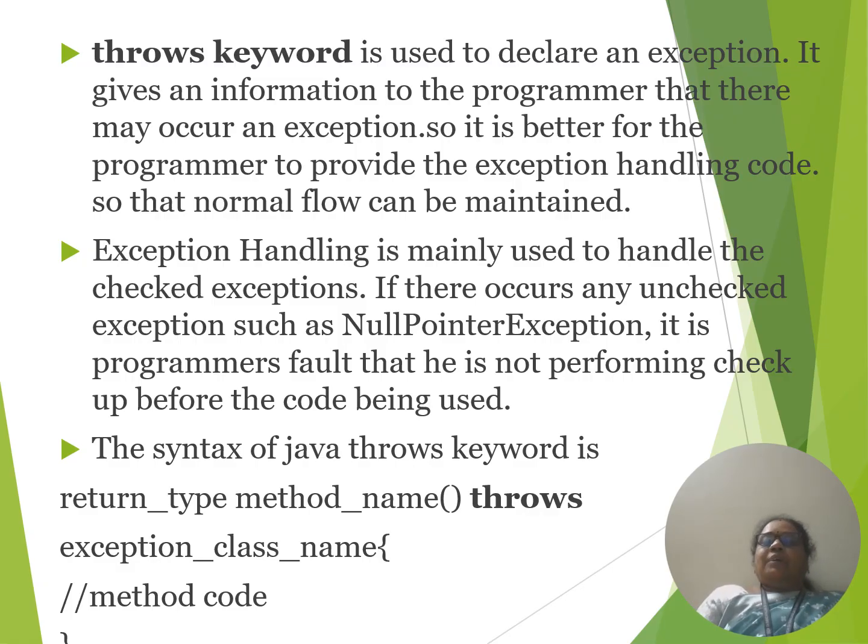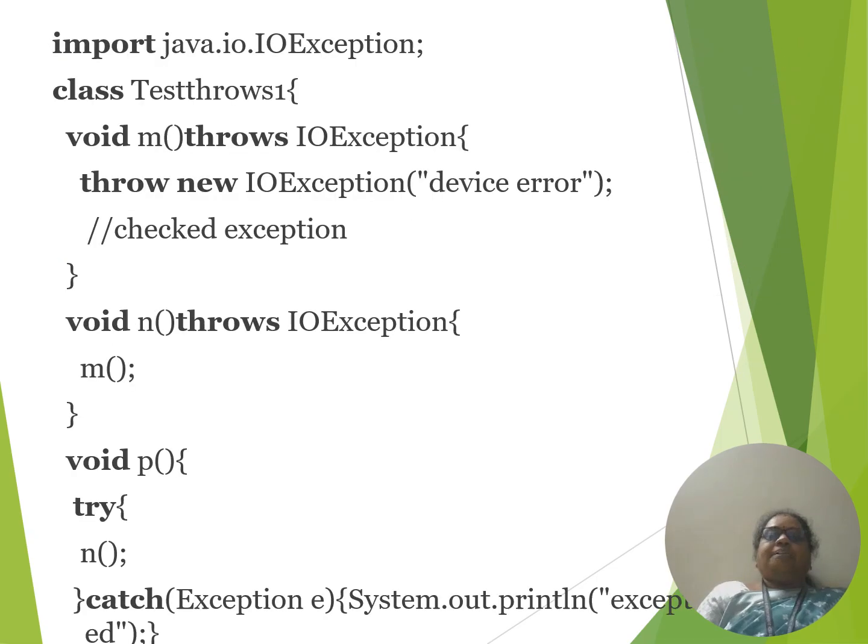When an unchecked exception such as a null pointer exception occurs, it is a programmer's fault. The programmer should handle the null pointer exception. So the throws keyword handles the checked exception easily. The syntax of the Java throws keyword is: return type, meaning void or integer or whatever value it is going to return, method name, throws, exception class name, and then the statement.